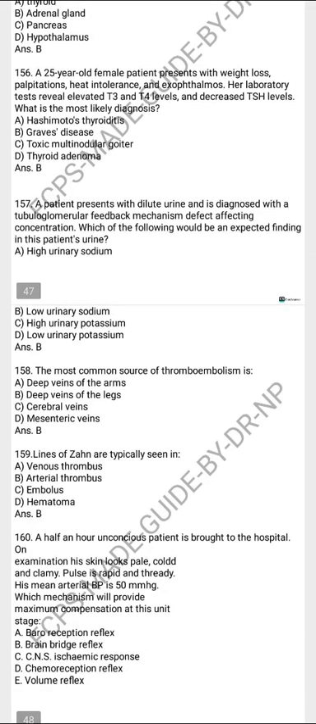The patient presents with a related urinary diagnosis, a feedback mechanism defect affecting the constitution. Which of the following would be expected findings in the patient's urine? That is low urinary sodium.